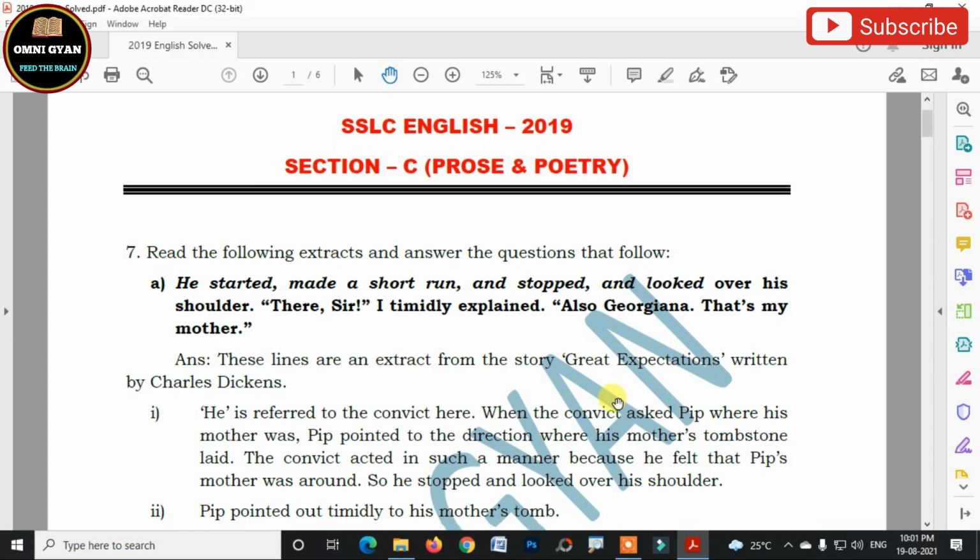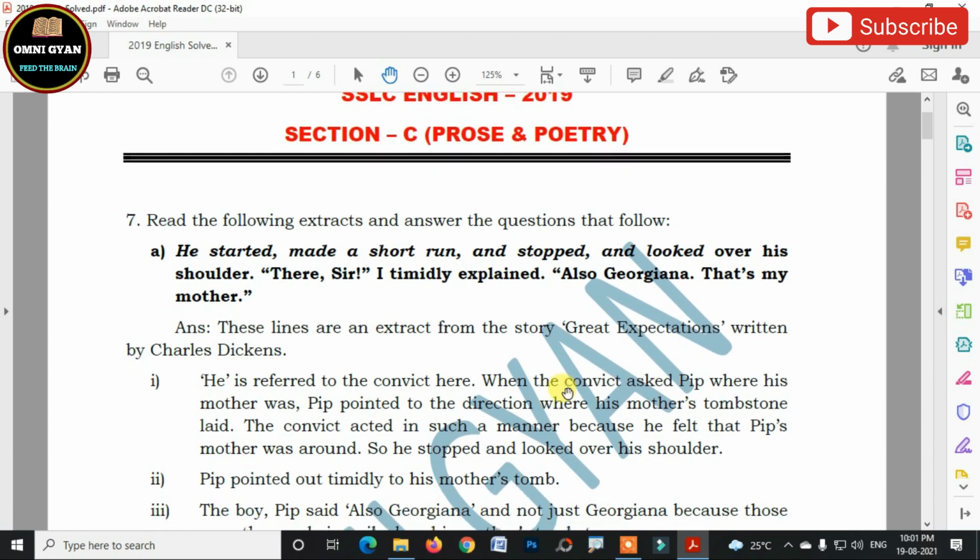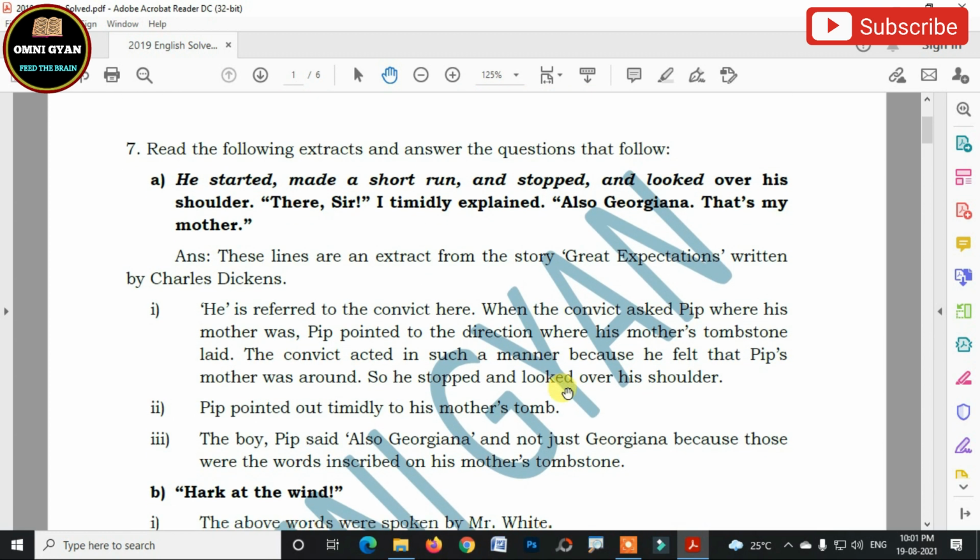Now this is from 2019, as you can see here. 2019 prose and poetry. So let us see section C, which is prose and poetry. Now this is from prose actually. I have not provided the questions here, only the reference to the context. I have provided only the lines and then only the answers. Questions you can check from previous year question papers.